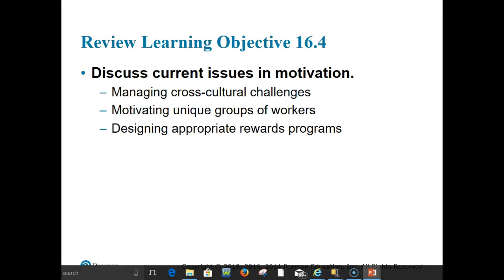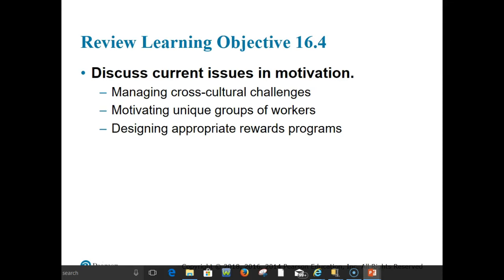And managers face challenges in motivating unique groups of workers. A diverse workforce is looking for flexibility. Now, professionals want job challenge and support and are motivated by the work itself. Contingent workers want the opportunity to become permanent or to get training to use their skills. Recognition programs and sincere appreciation for work done can be used to motivate low-skilled minimum wage workers.